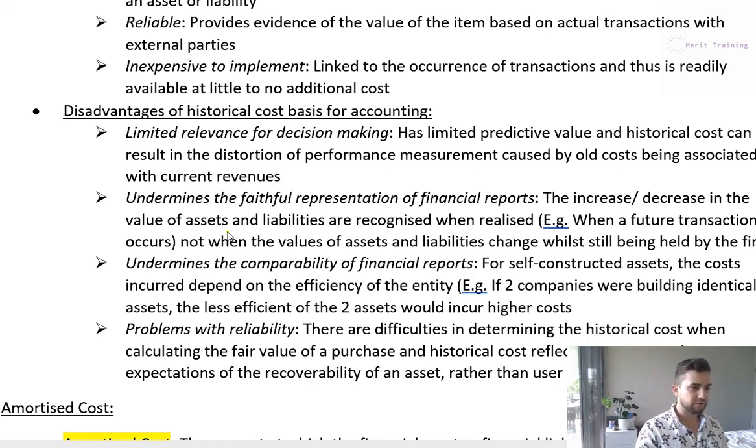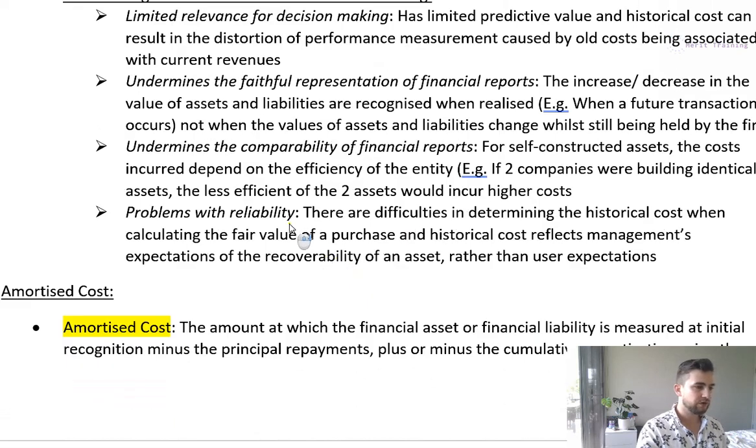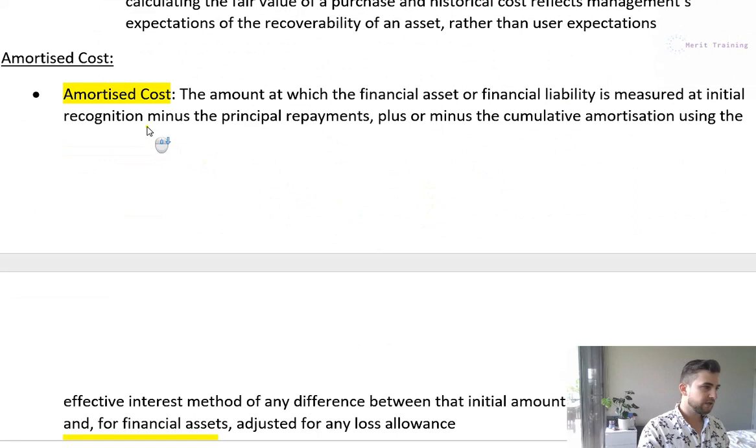Next is it undermines the faithful representation of it. Again, if you've got assets which are being undervalued, that might not be faithful representation. Number 3, undermines the comparability. You want to be able to compare different entities. How much are the assets? If you're writing it at cost, you're going to be understating the assets, for example. And reliability. How can you rely on the rest of the financial statements if this is the choice of measurement on a particular asset, which is materially understating it.